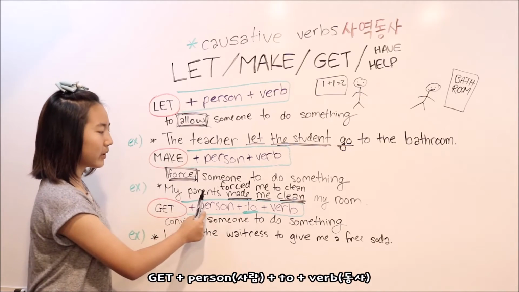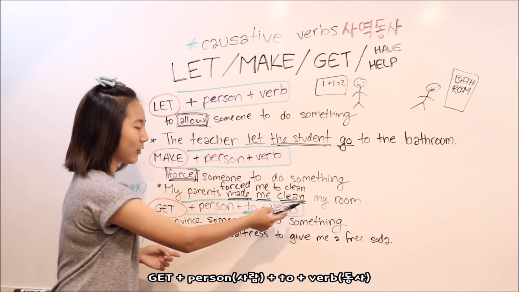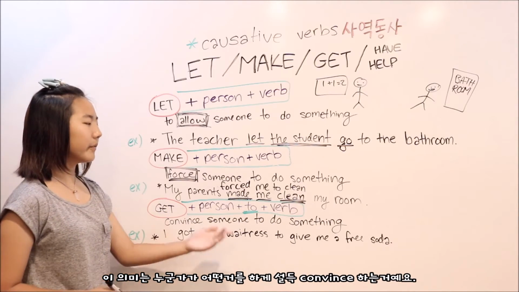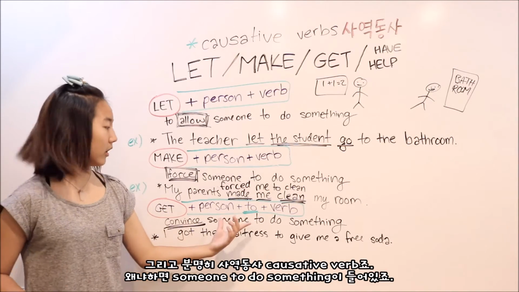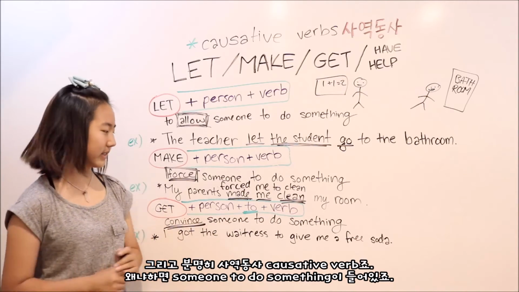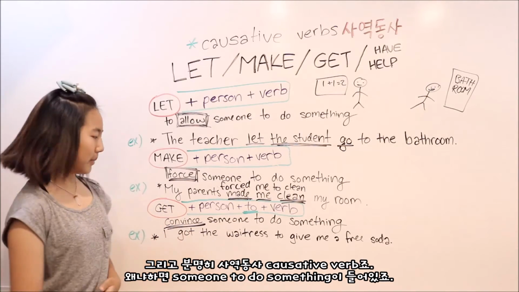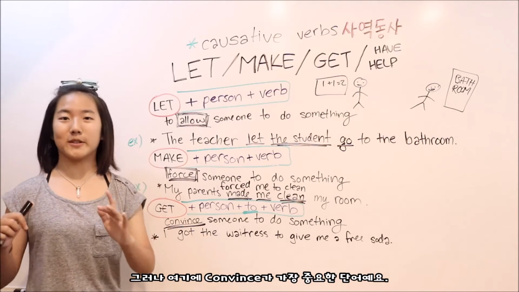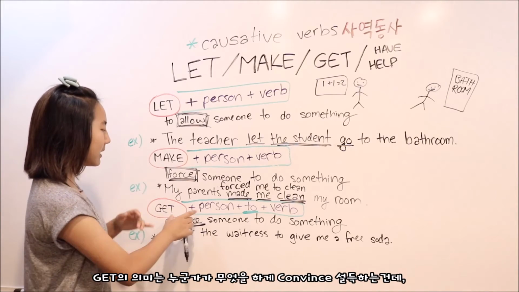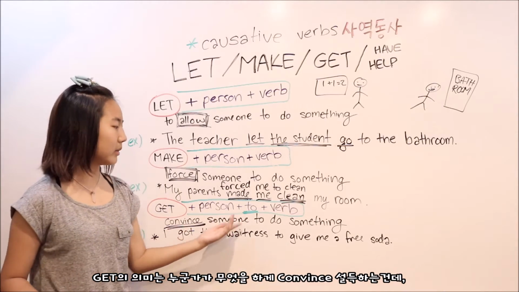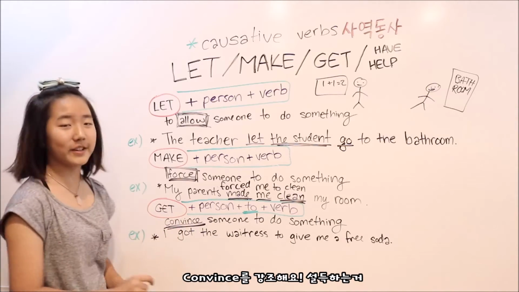Get plus person plus to plus verb. And this means to convince someone to do something. And obviously it is a causative verb because it says someone to do something, but convince is the main important word here. So get means basically convincing someone to do something, emphasis on the convince.